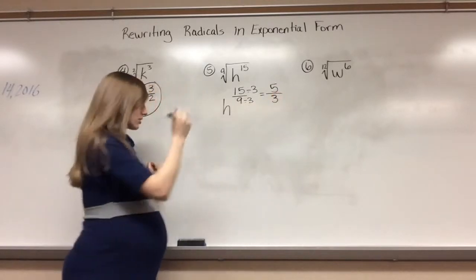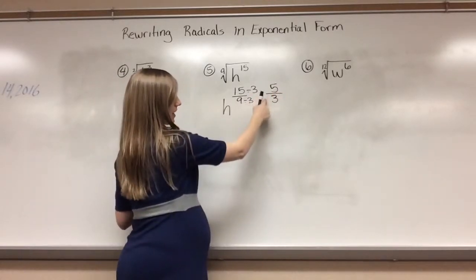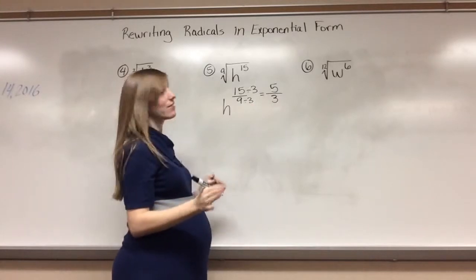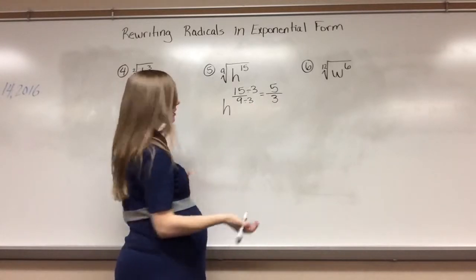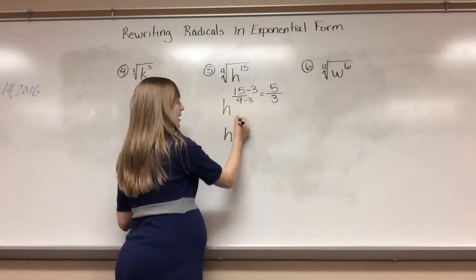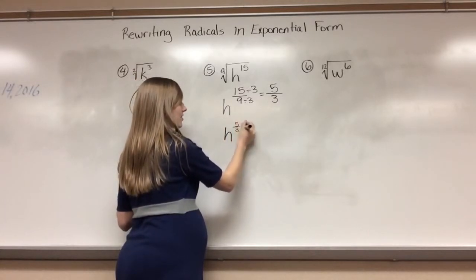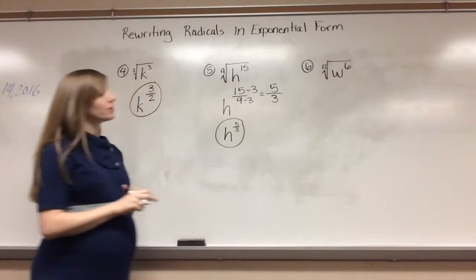So that means if I can't simplify this 5 and 3, which I can't, 5 and 3, there's no common divisor there. So h stays the same, and my exponent is going to be 5/3 for problem number 5.